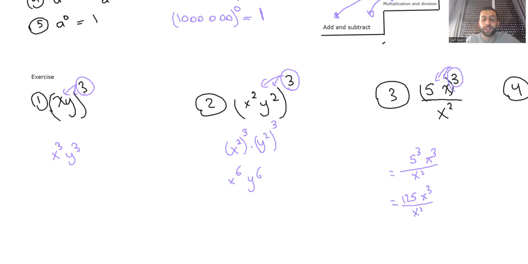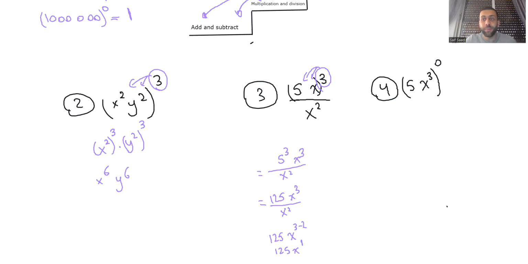This is not the final answer because we still have x above and x below. Remember the second rule, which is the quotient or the division rule. Zina will support us by jumping one step, so she will use subtraction. She will subtract the powers. It will become x to the power of 3 minus 2, which equals 125 x to the power of 1, which we can eliminate or not write.